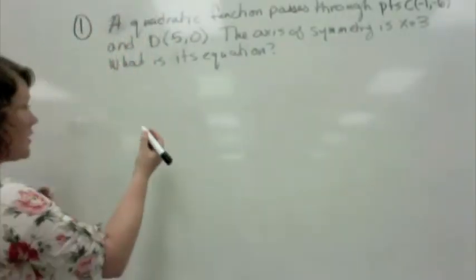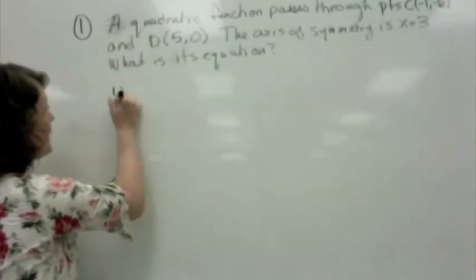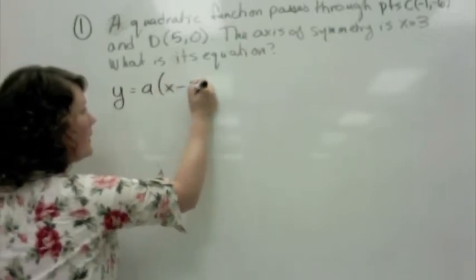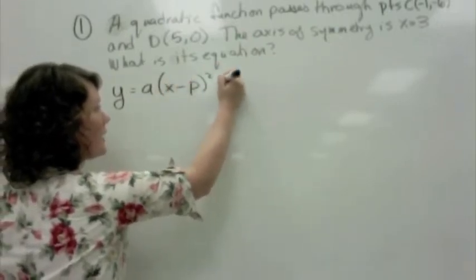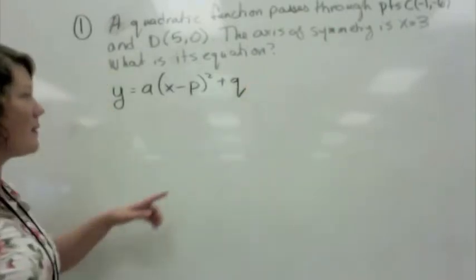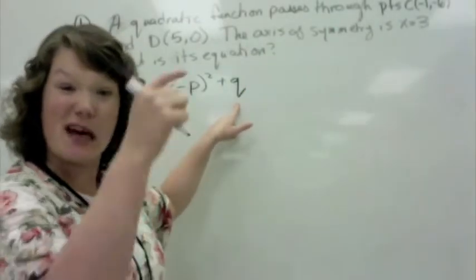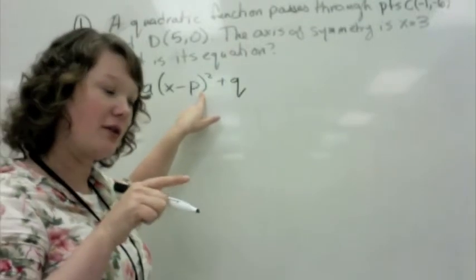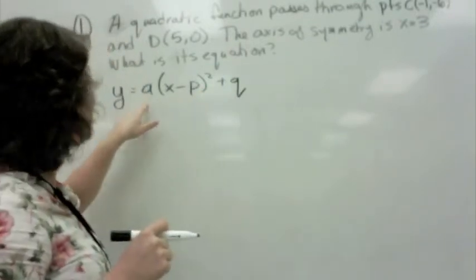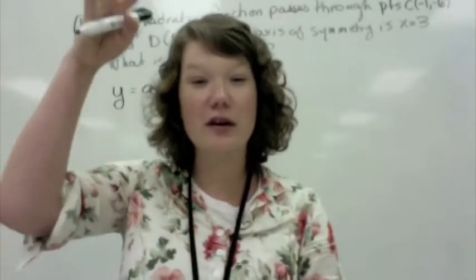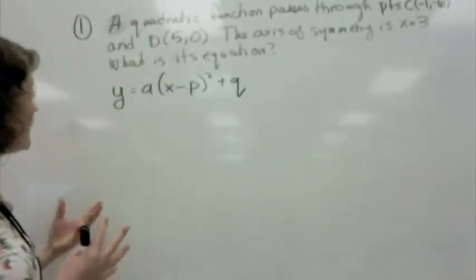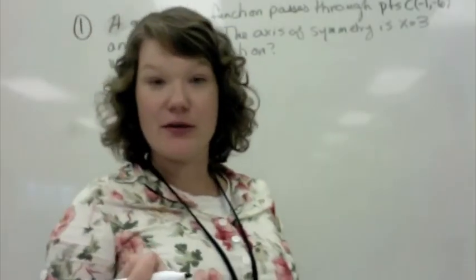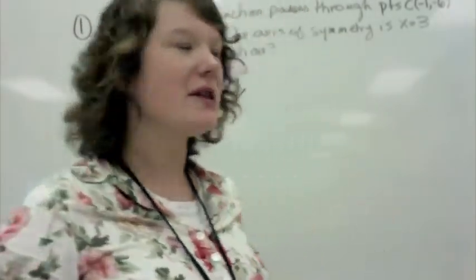quadratic. So let's just talk about it in general. y equals a(x minus p) squared plus q. Remember, q is how many units it moves up or down. P is the number of units that it moves left or right. A is the vertical stretch or compression factor. And that's about it.